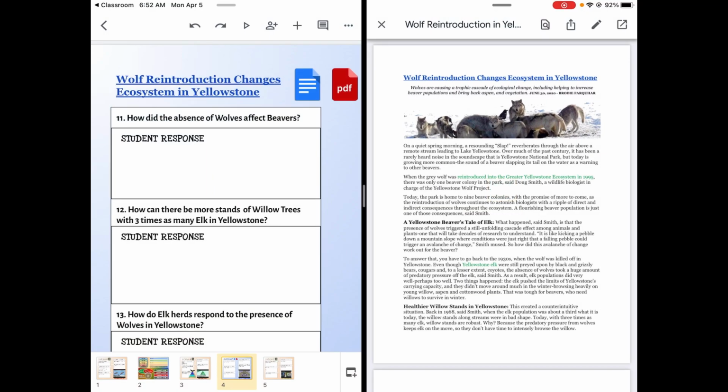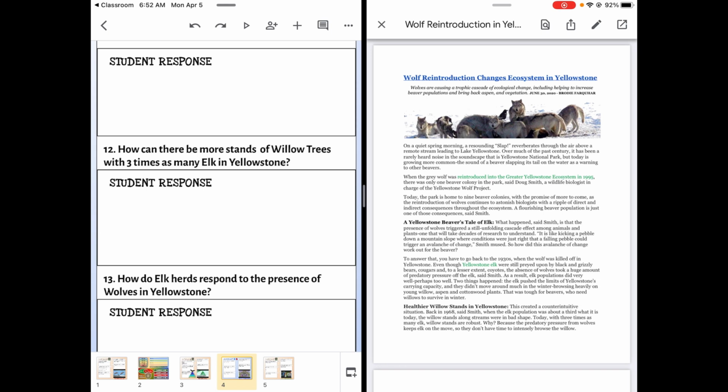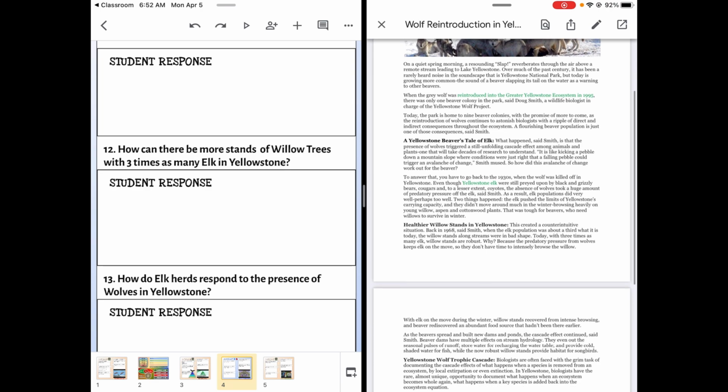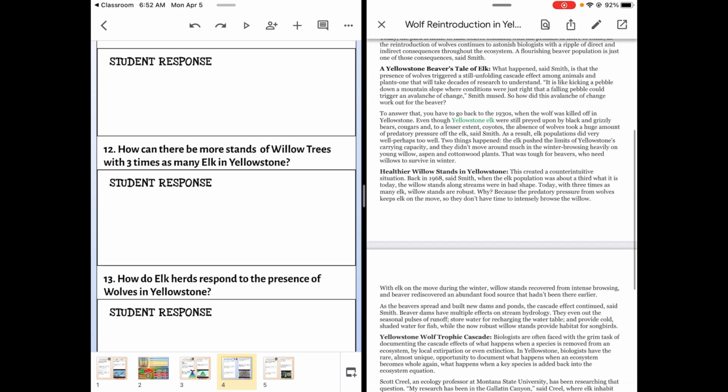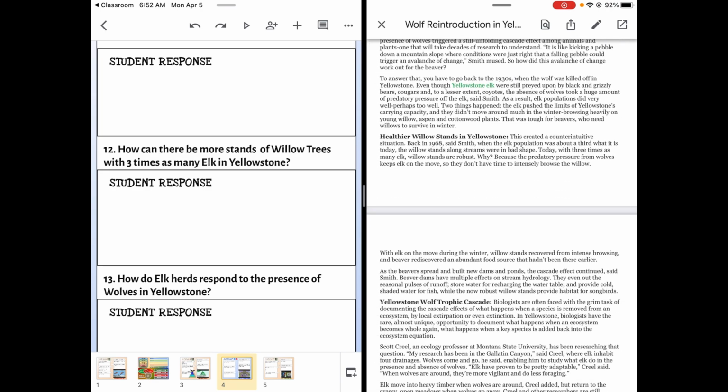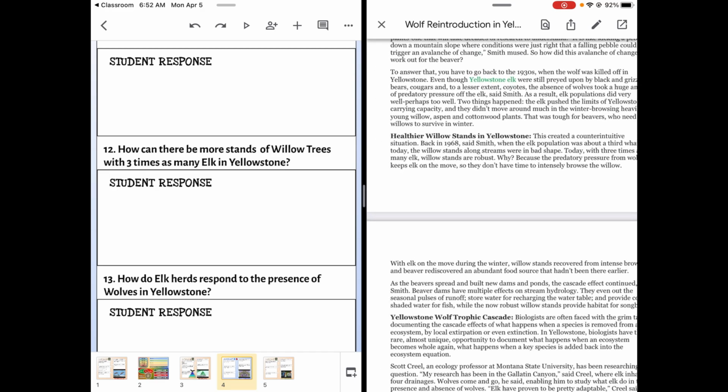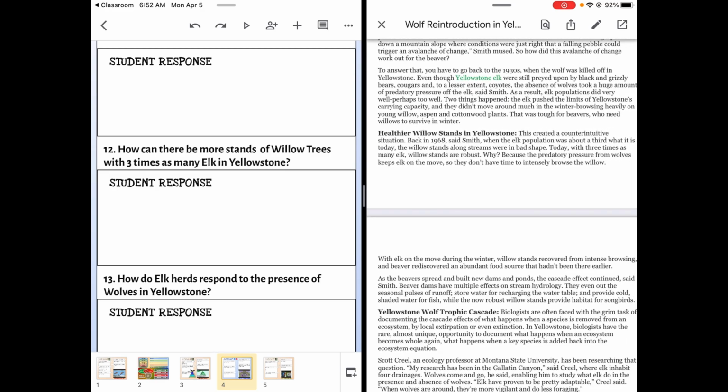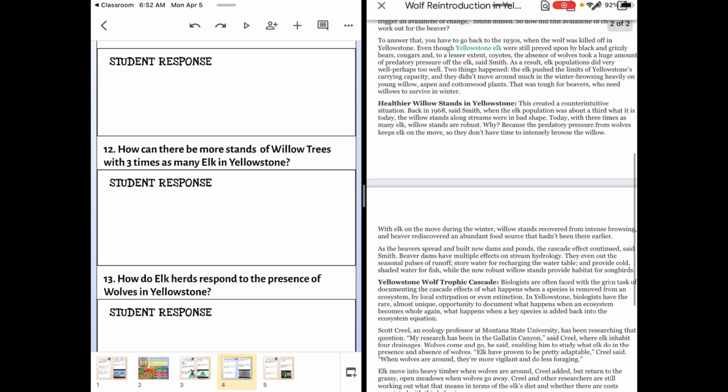As we talked about in class in section 2, wolves were eradicated from the southern 48 states. There were only a few wolves in Canada and Alaska. And so in 1995, they were brought back. How can there be more stands of willow trees with 3 times as many elk? On top of that, why are there more elk? So here's a whole bit about beavers and elk. But here's the willow stands. If you look at that paragraph heading, it talks about willow. And so there are more elk in Yellowstone because of wolves. And because of that, there's also more willow trees, which beavers need.